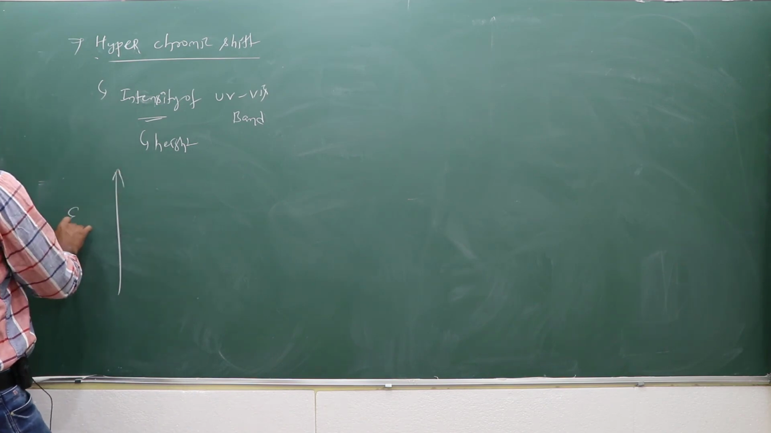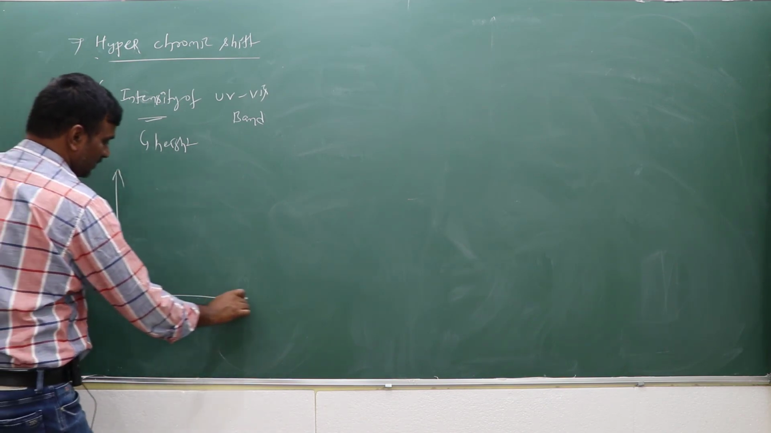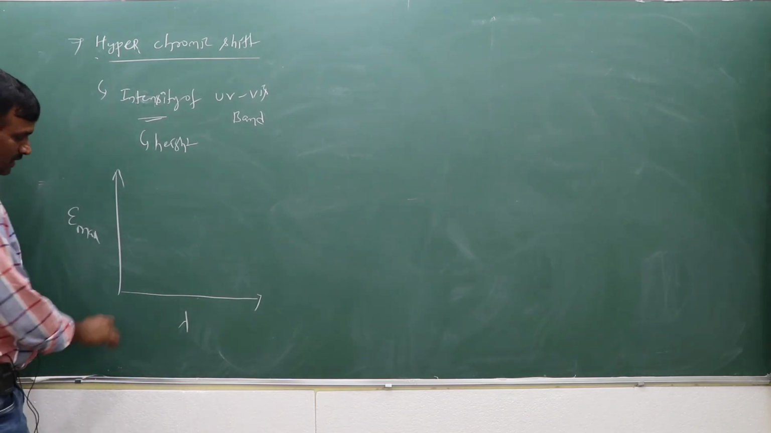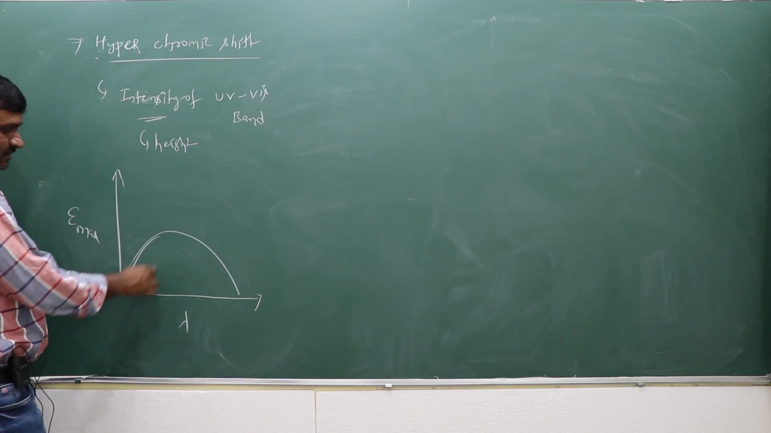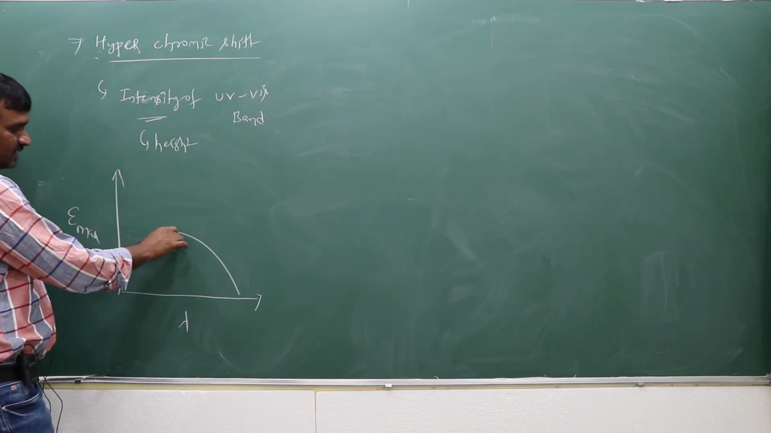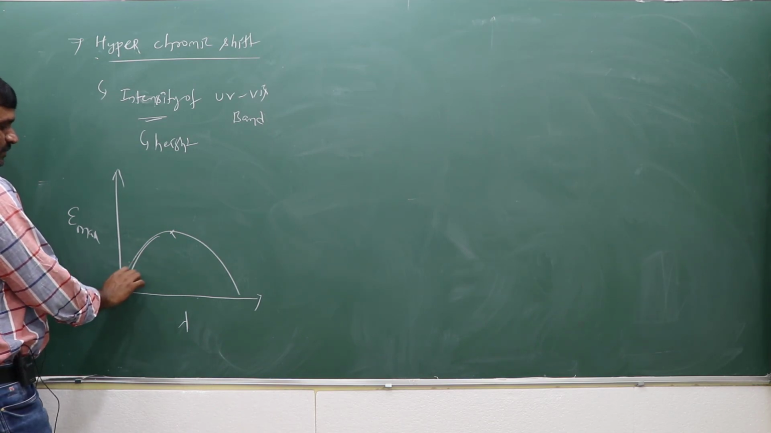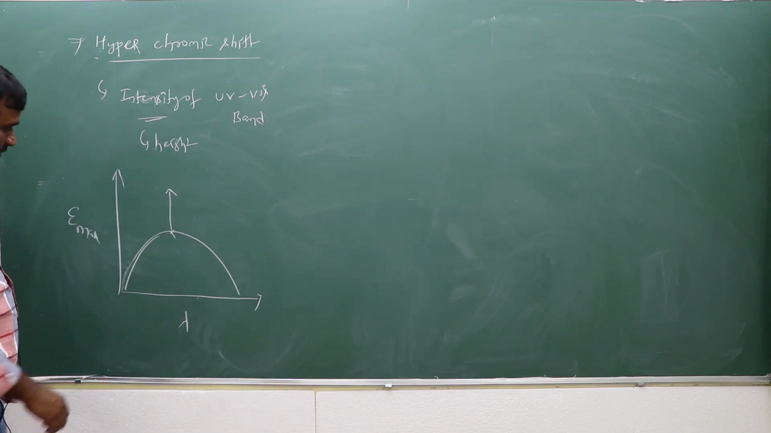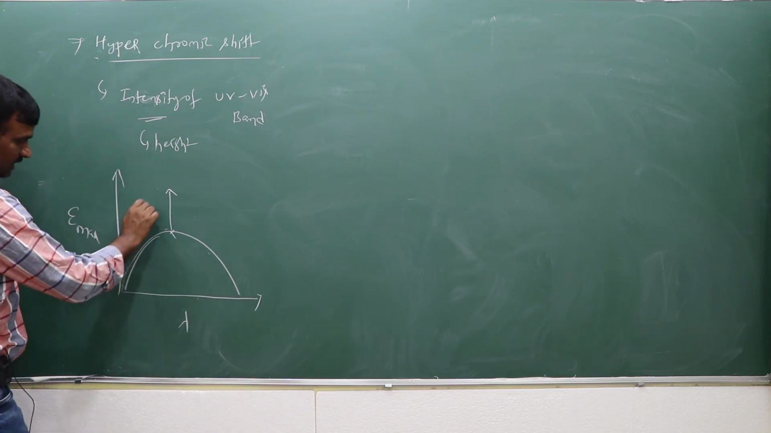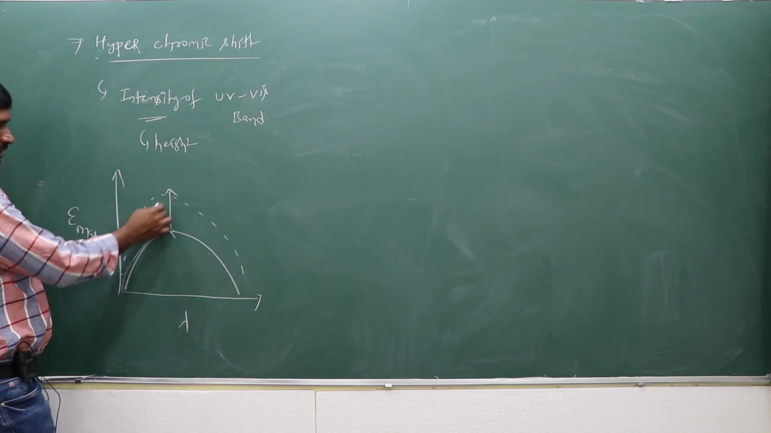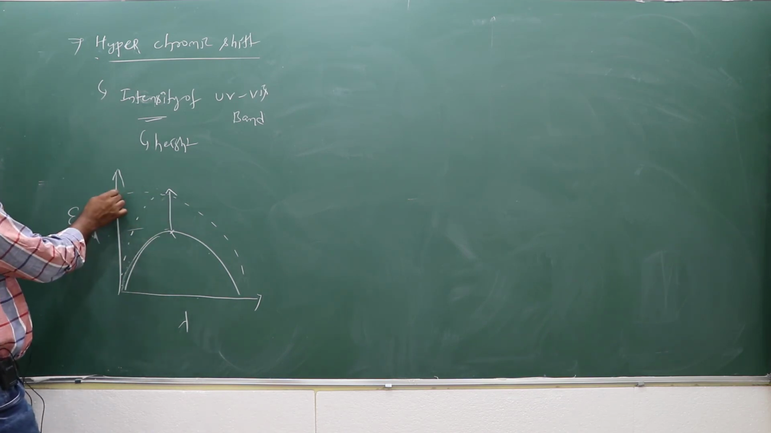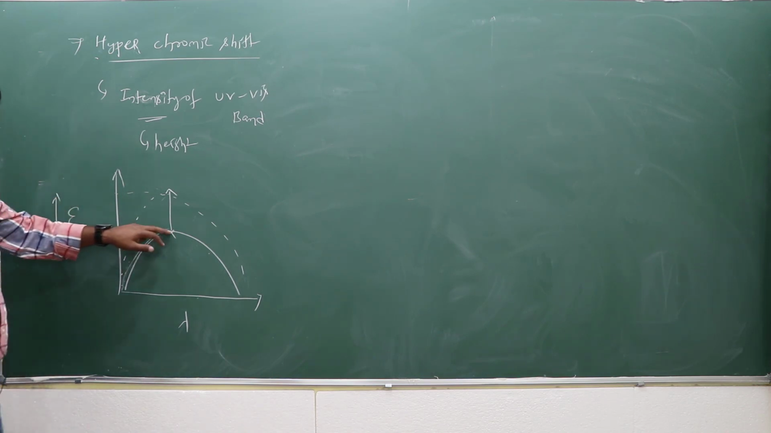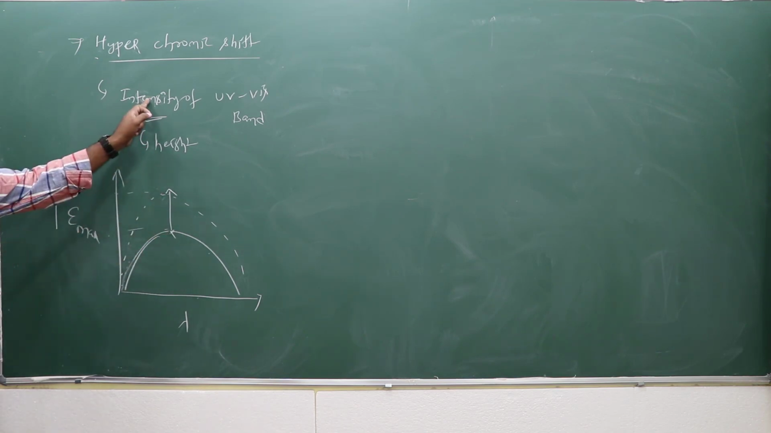So epsilon maximum, if it is considered as the intensity, or log10 epsilon maximum, against wavelength. Suppose this is the band, and this is the lambda maximum. Now, if the intensity of the band shifts to the higher side, the position moves in this direction. So before, this was the epsilon maximum; after, the epsilon maximum is increasing. This is the band before. When it is increasing, the intensity will be increasing.